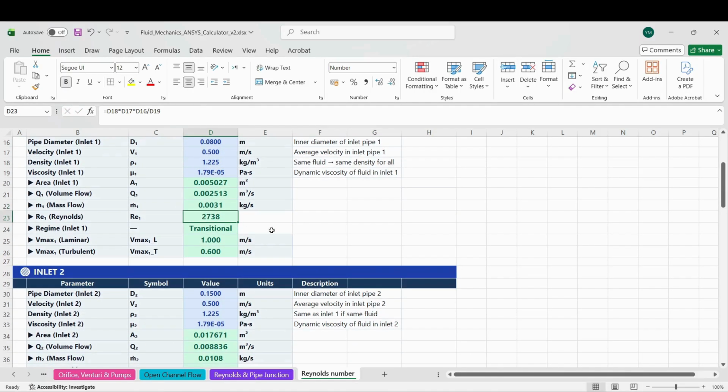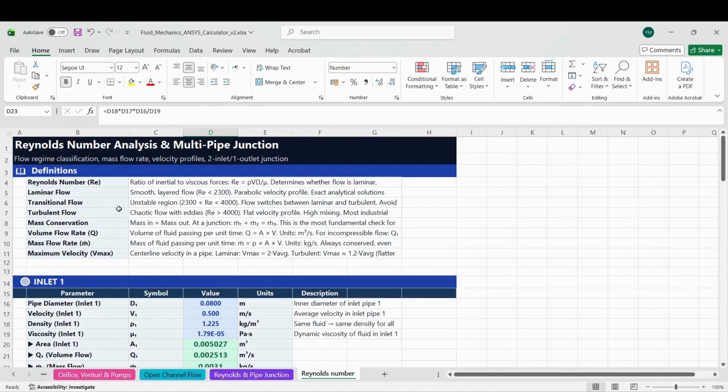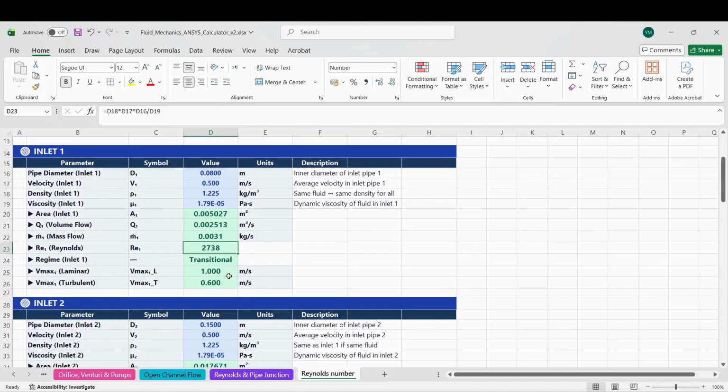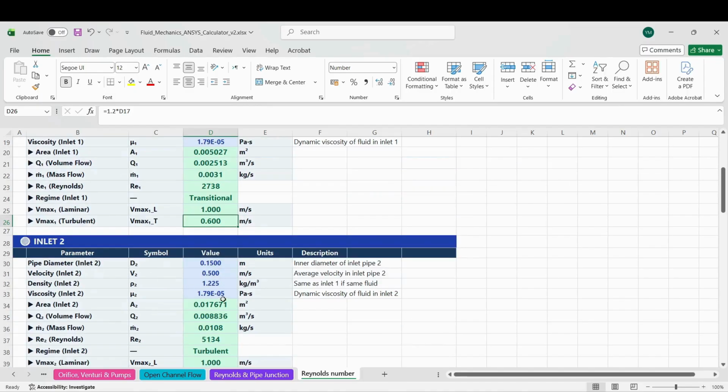And at the end, I got a Reynolds number of 2700. Based on our definition here, this is transitional flow. So we got transitional here, and we calculated the maximum velocity. The maximum velocity for it is 0.6 here, for turbulent.